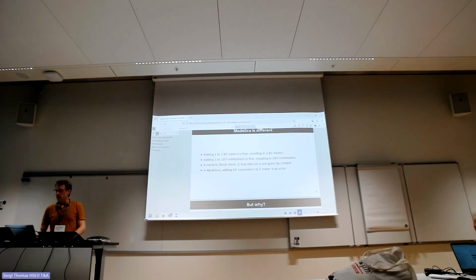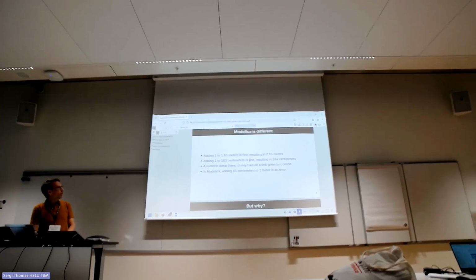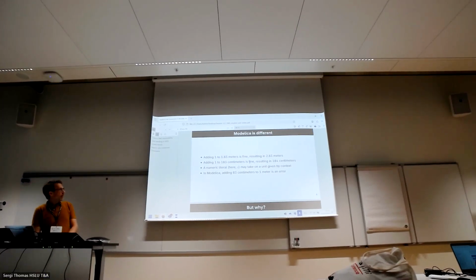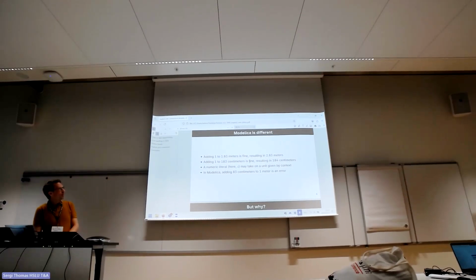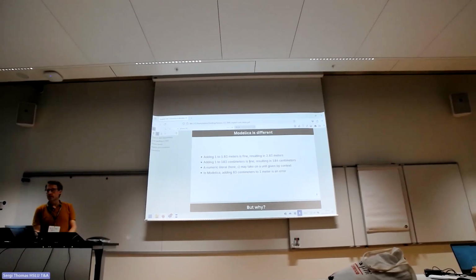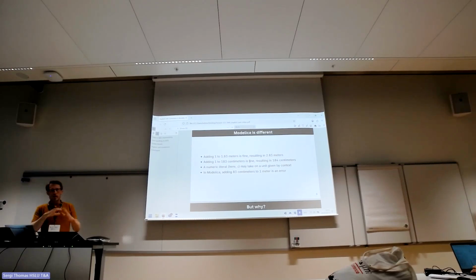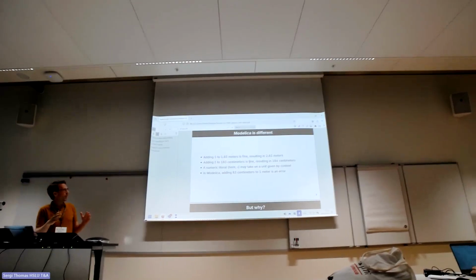In Modelica, it's all different. You can add the numeric value 1 both to something in meters and to the same thing in centimeters. They're both valid, but the result is very different. This means that the numeric value, which is an example of an expression with empty unit, is not self-contained, because what it means as a value of quantities depends on the context. This is a big issue for Modelica.